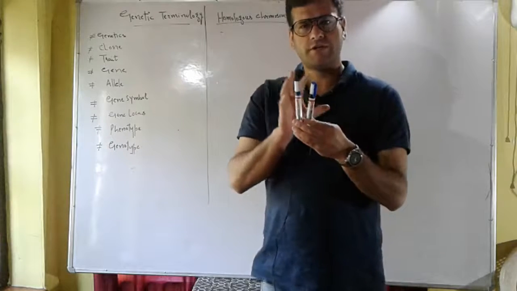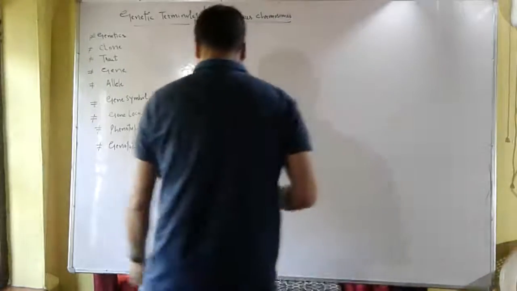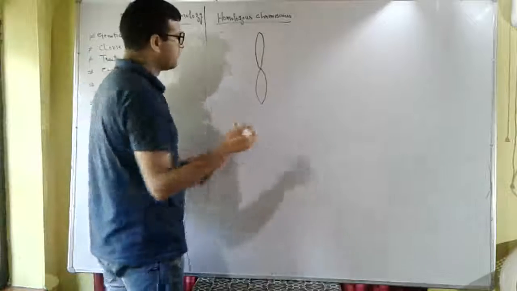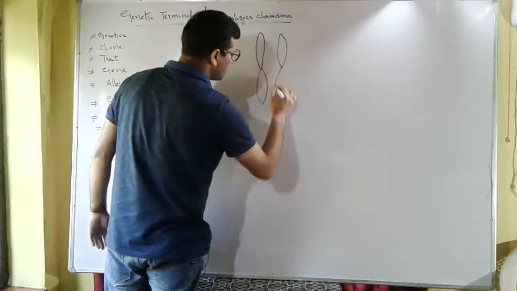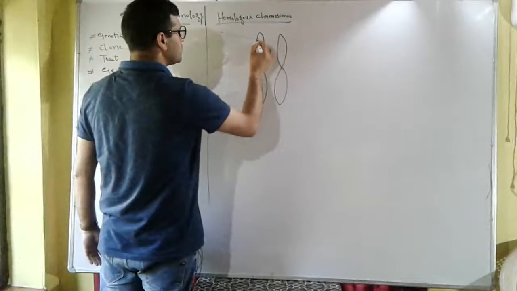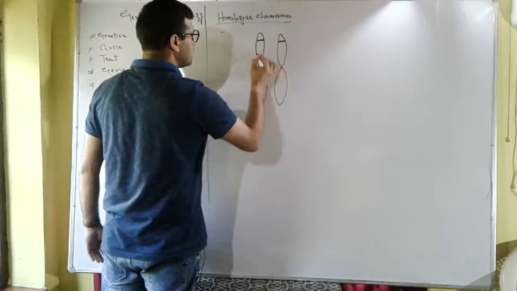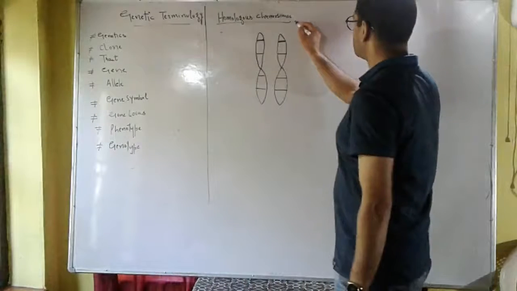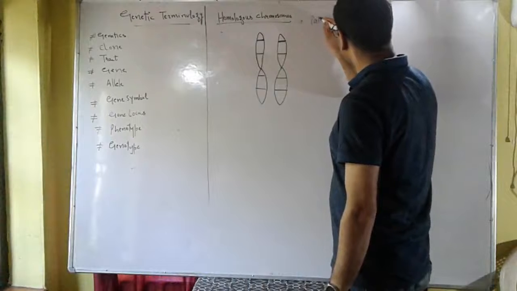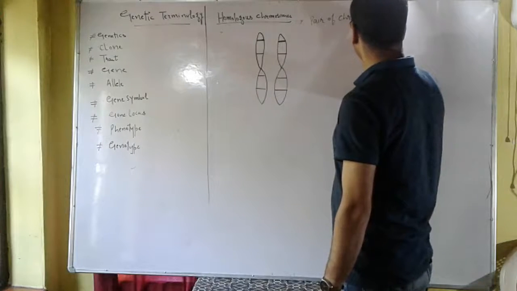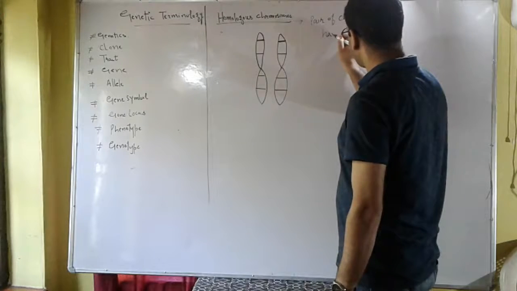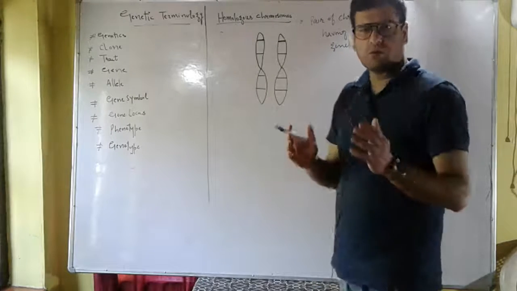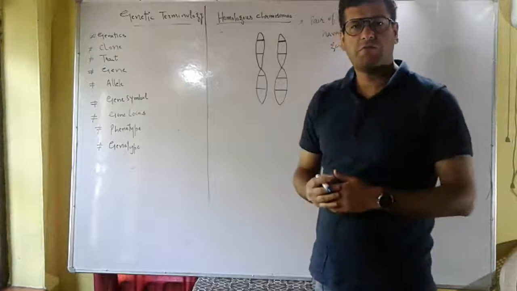These homologous chromosomes have basically the same set of genes. What are homologous chromosomes? Homologous chromosomes are those chromosomes which have the same set of genes. These are genes. So we can say that homologous chromosomes are a pair of chromosomes having the same set of genes. Homologous chromosomes are a pair of chromosomes which have the same set of genes.